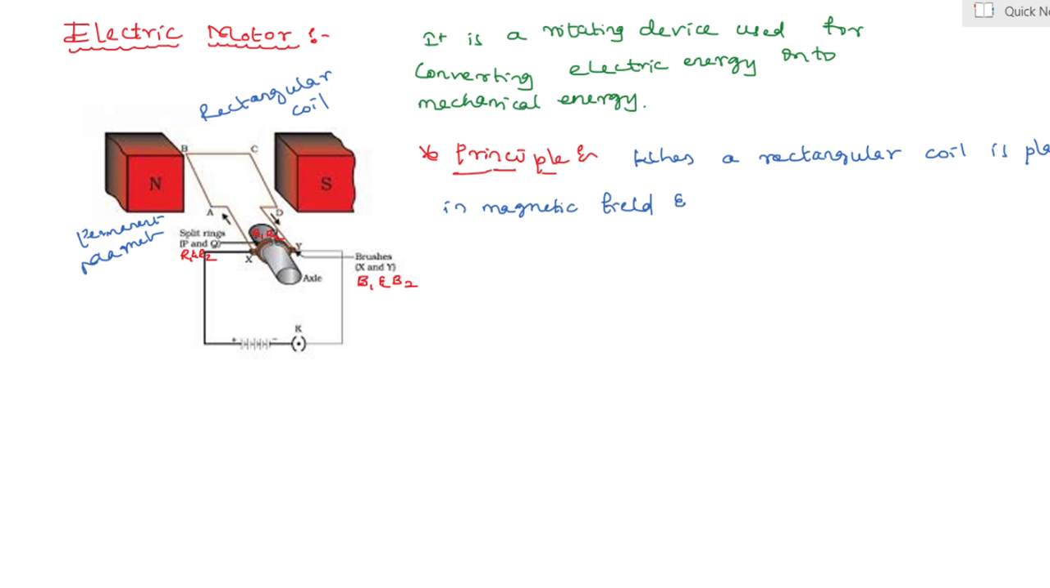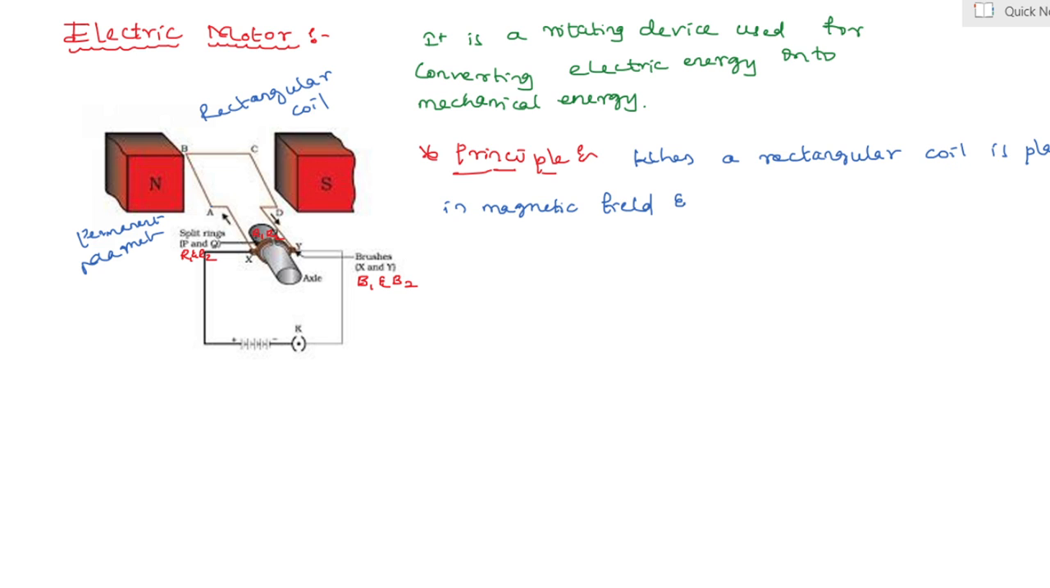Yes, my dear students, on this principle, when a rectangular coil ABCD is placed in between a permanent magnet and current is passed through it, two equal and opposite forces act on the coil which rotate it continuously.